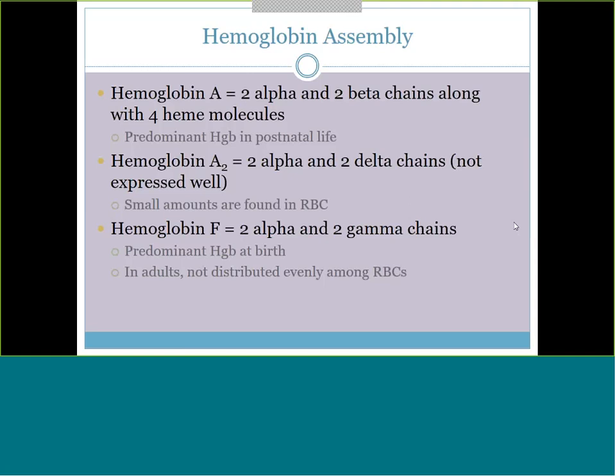We have around 2 to 3% hemoglobin A2. That is 2 alpha, 2 delta chains. And then we have like less than 2% hemoglobin F. And that is 2 alpha, 2 gamma. Hemoglobin F is actually the one that's predominant in the fetus, F for fetus, if you think of it that way. And then when you're born, we don't have very much of it anymore. We have mostly A.